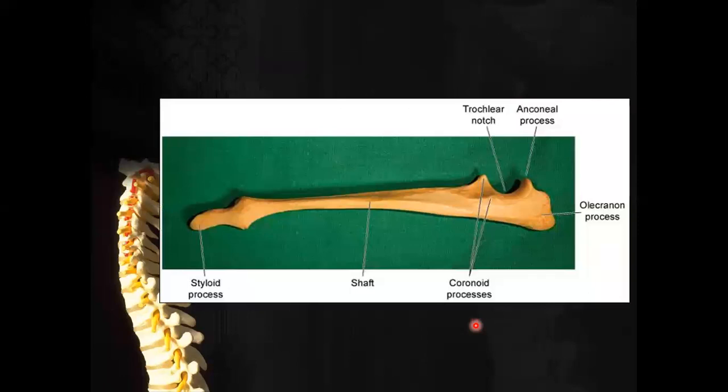So there we have an ulna. Again, this is more of a canine ulna, and you can see just how fine and delicate these processes are, and they'll break right off. What do you do when it gets broken off like that? You send them to the specialist.